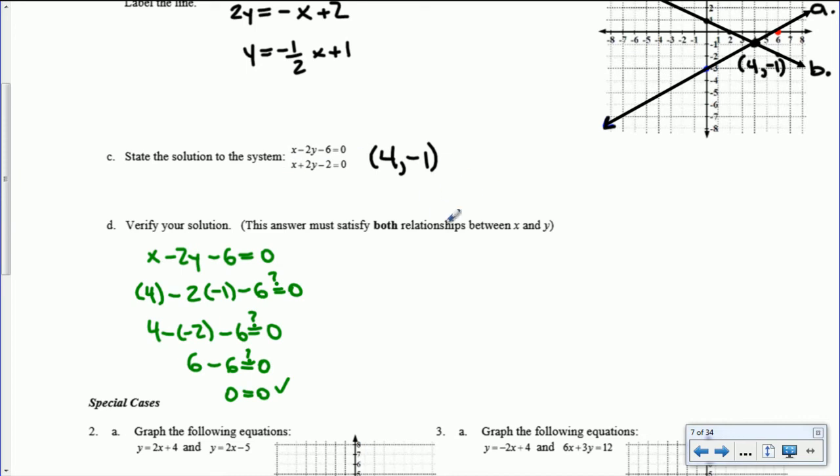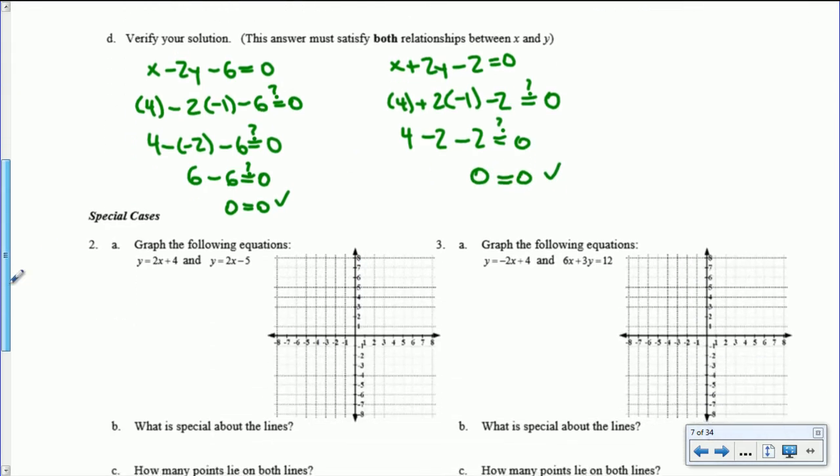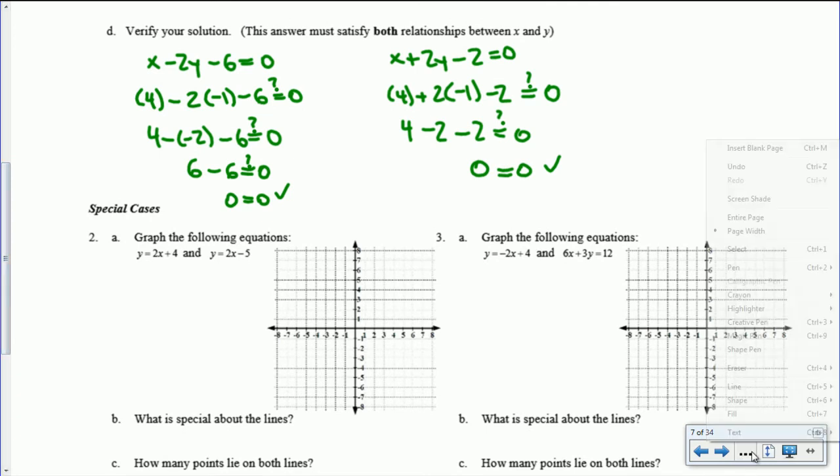Okay, and for the second equation, we go x plus 2y minus 2 equals 0. Put a 4 in for x. Put the negative 1 in for y. And confirming that that equals 0. So it'll be 4 minus 2 minus 2. That will add to negative 4. So 4 subtract 4 is 0. So 0 equals 0 is another true statement. So we did it. Okay, moving on.